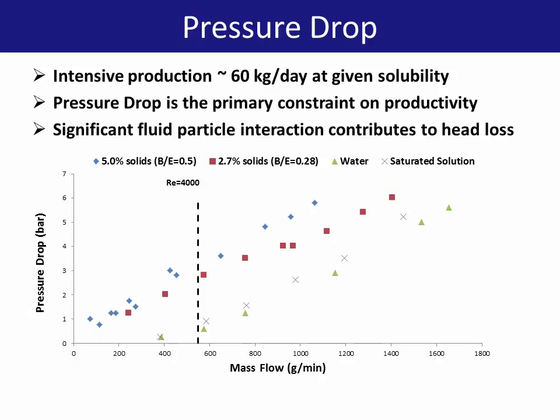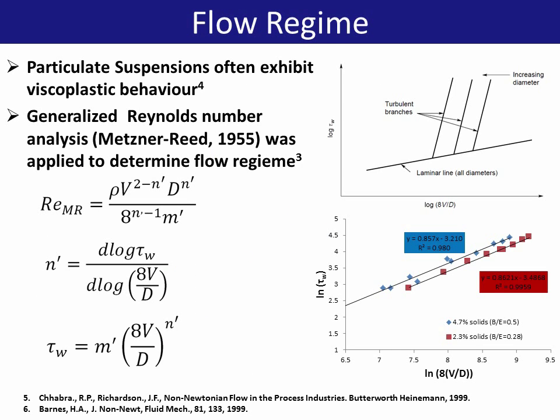When solids were present in the flow, the pressure drop across this section was higher than expected, despite the relatively low solids loadings, and particularly at lower, more laminar flow rates. This indicates that significant fluid particle interactions are present in the flow. In fact, small particulate slurries can often exhibit viscoplastic behavior that can impact strongly on the flow. For this reason, the generalized Reynolds number analysis was applied in order to determine the prevailing flow regime and the effective properties of the two-phase flow.